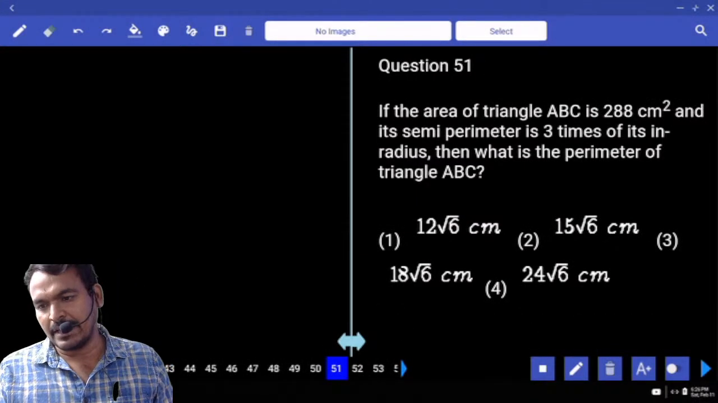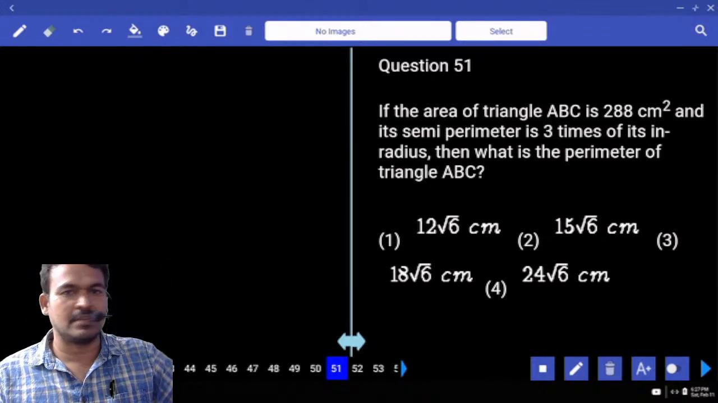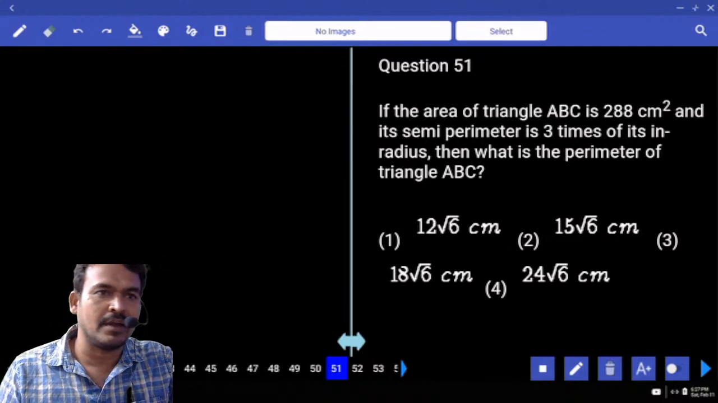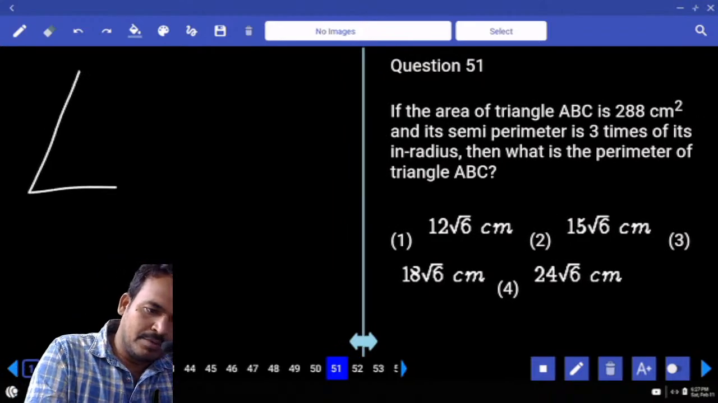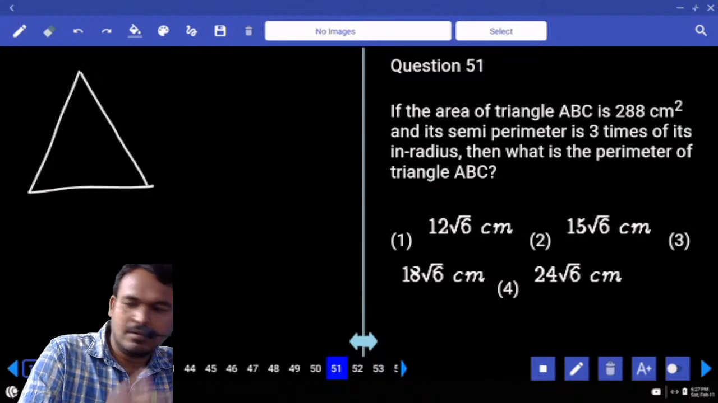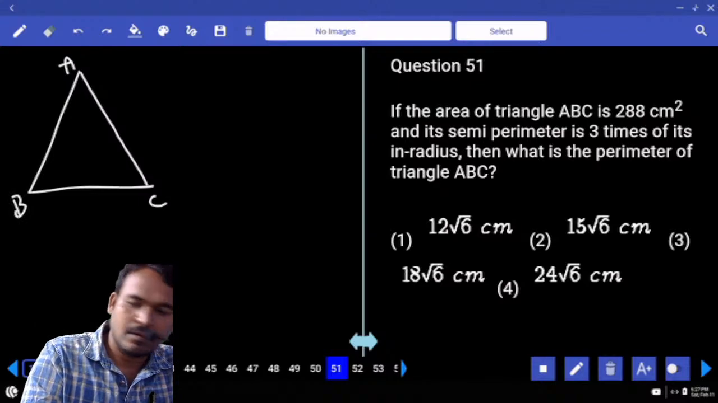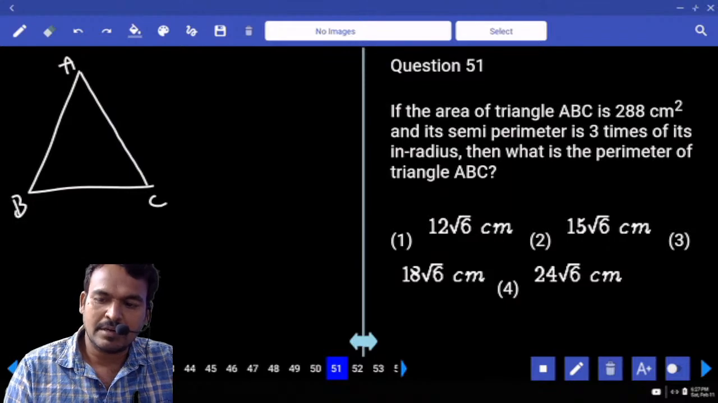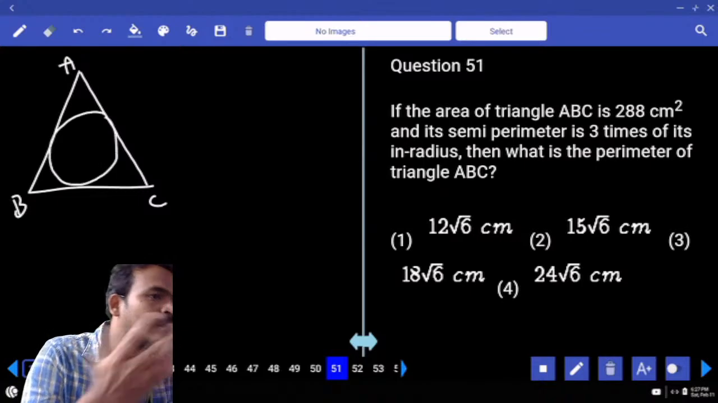If the area of a triangle ABC is 288 cm² and its semi-perimeter is 3 times its inradius, then what is the perimeter of triangle ABC? Okay, the area of the triangle is given as 288 cm², and its semi-perimeter is 3 times which one? Its inradius. Inradius means inner circle or outer circle? Inner circle.